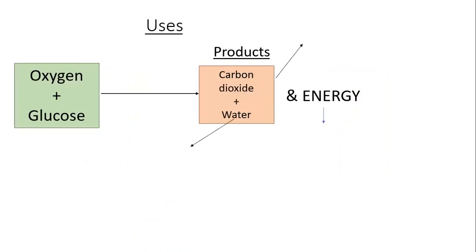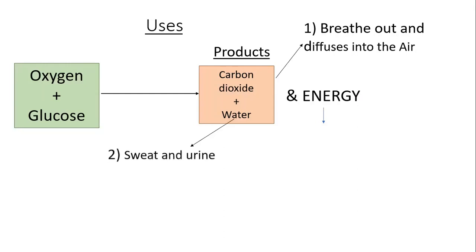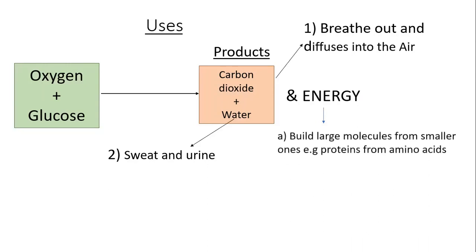Carbon dioxide and water are actually waste products. Carbon dioxide is breathed out and diffuses into the air. Water can be lost as sweat and urine. What is really important from this reaction is the release of energy. Now, this energy has 3 main uses that you need to know within a living organism.